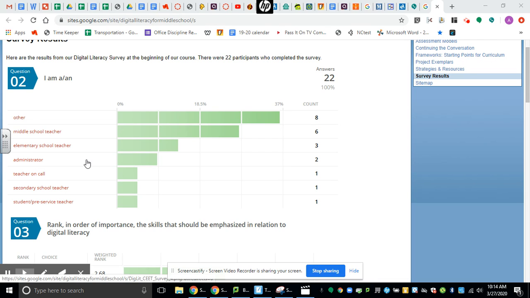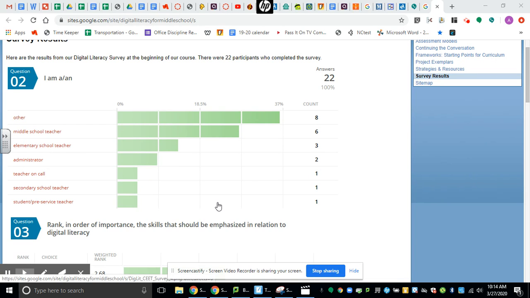Okay, so we've got different positions people have in school. So the first one is other, so that means none of the others below it fall into this category. Middle school teacher, elementary school teacher, administration, teacher on call, secondary school teacher, and student pre-service teacher. All right, so these are all the things that this school says you could be working as, and other means none of the ones below.